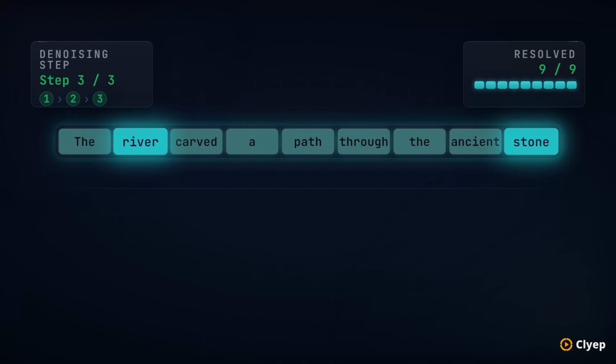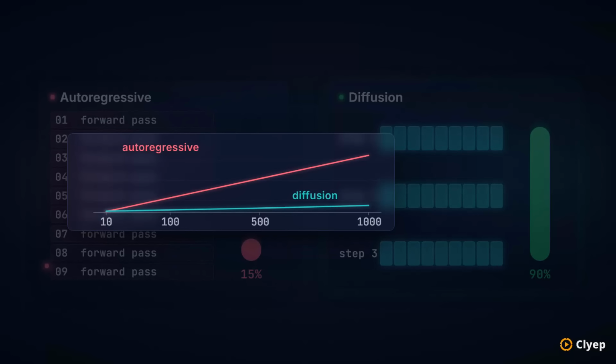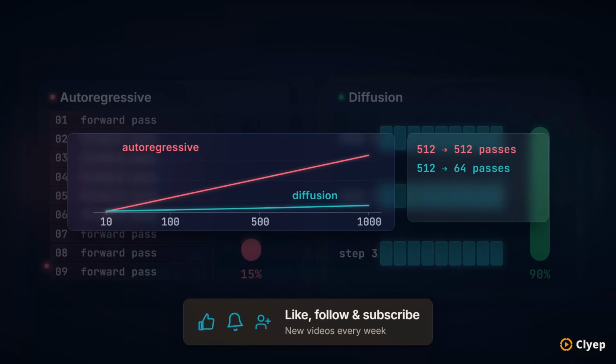For a short sentence, the difference is modest, but as sequences get longer, hundreds of tokens, thousands, watch the gap. The sequential approach grows with every token. The parallel approach barely changes. Make it concrete. A 512 token response, autoregressive, 512 sequential forward passes. Diffusion with 64 denoising steps, 64 forward passes, regardless of how long the output is. The sequence length drops out of the equation.